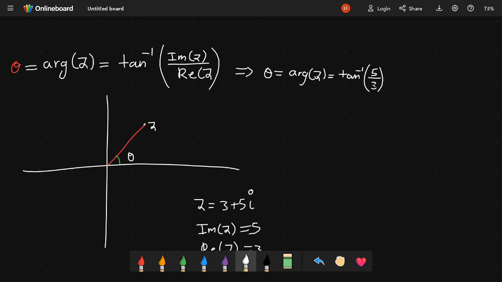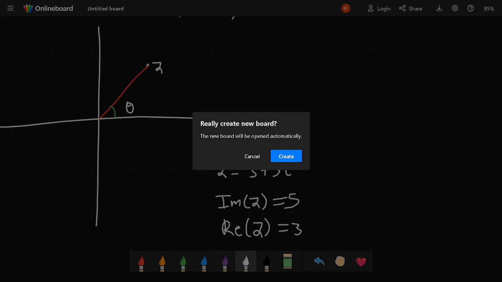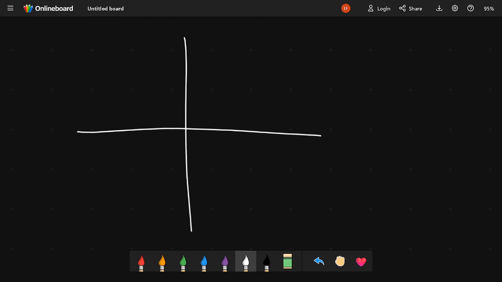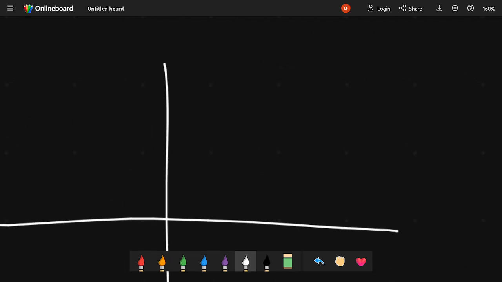Let me give you a better question. I'm going to plot this graph, and I'm going to ask you to find the argument of a complex number where the imaginary part is 6 and the real part is 6. So your complex number is z equals 6 plus 6i. Let's say it was somewhere around here, and I want you to find this angle.